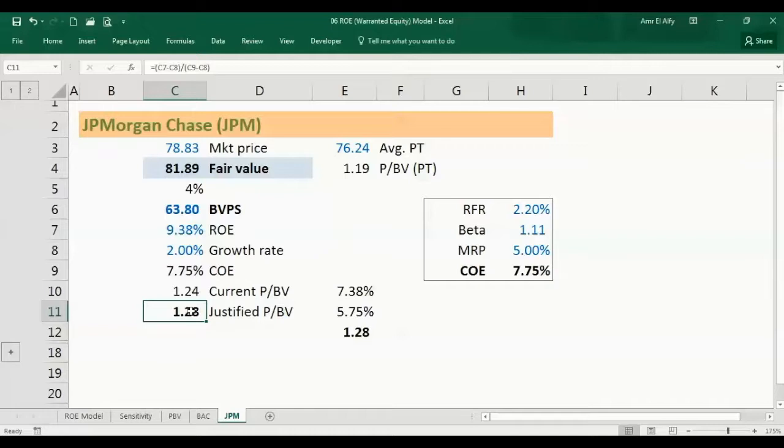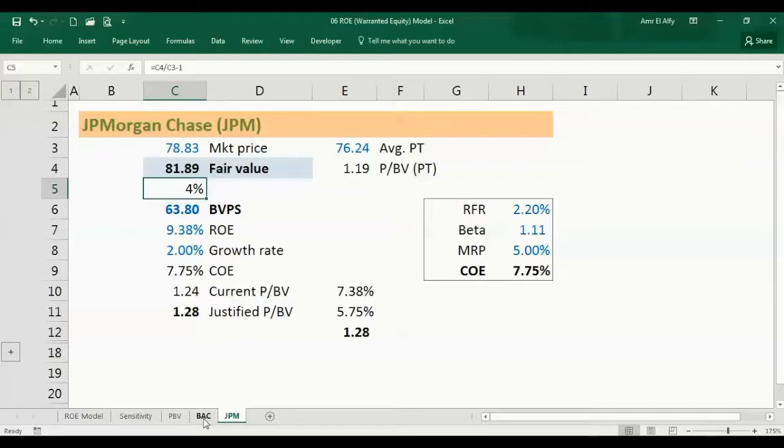So you think, based on this model, that the stock should trade at 28% higher than its book value. And as we got the book value before, it's 63.8. So you multiply this by 1.28, you come up with the fair value, which is 81.89. Given the market price of 78.83, this is a 4% upside potential. So maybe you should buy the stock because it's giving you a 4% upside potential. If you don't think 4% is large enough, you can look up some other stocks that can give you a higher rate of return.